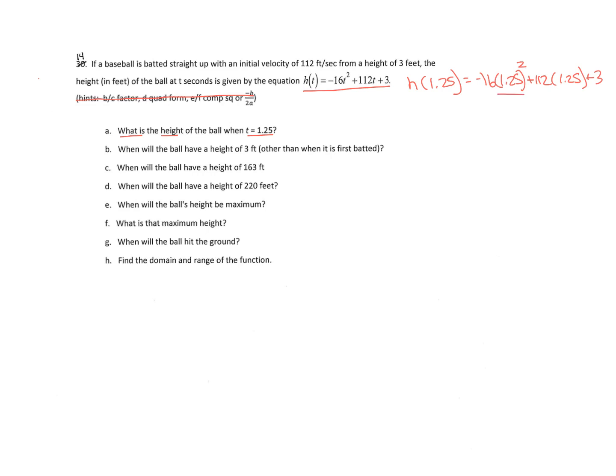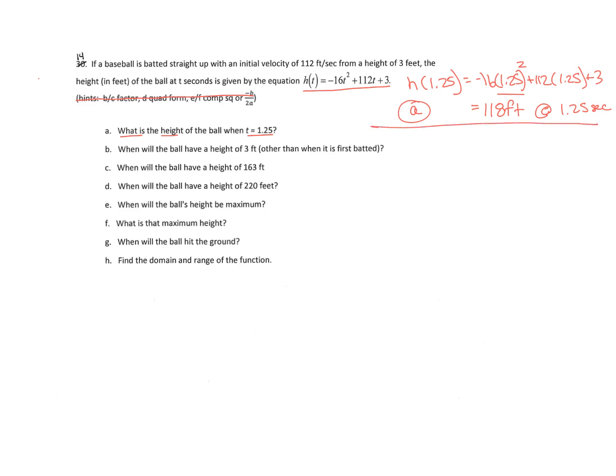You do need to make sure you do the 1.25 squared first, then multiply by negative 16. Add to that 112 times 1.25 plus 3, and we should be getting 118 feet. So at 1.25 seconds, my baseball is 118 feet in the air. If you can't get that from your calculator, come see me. I'm sure it's just the way it's being input.